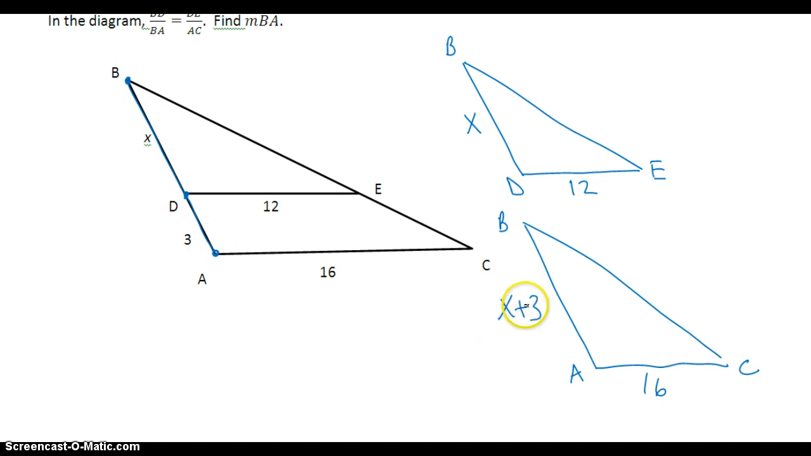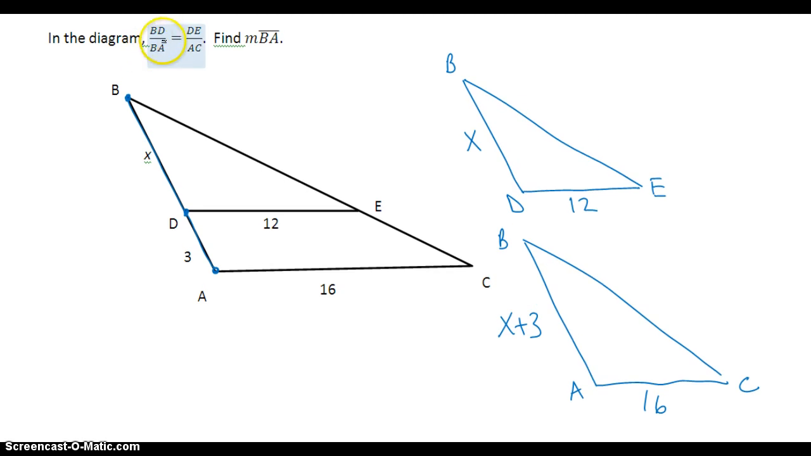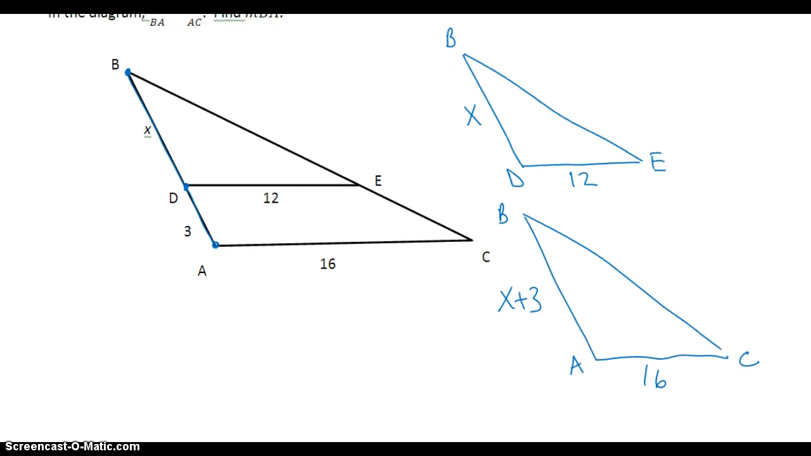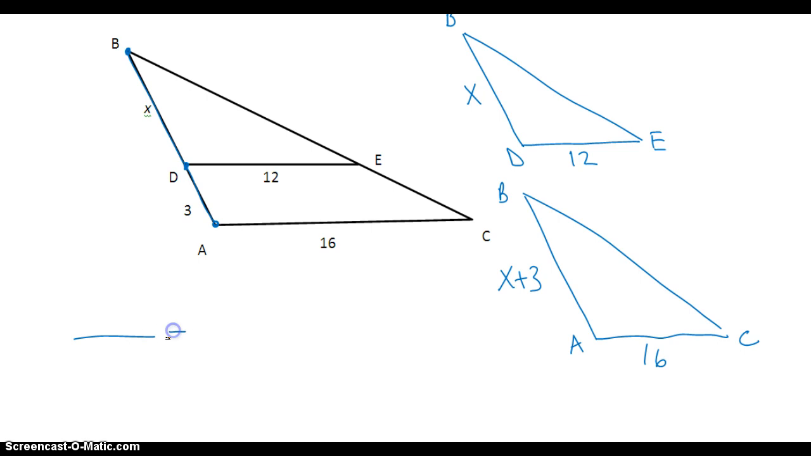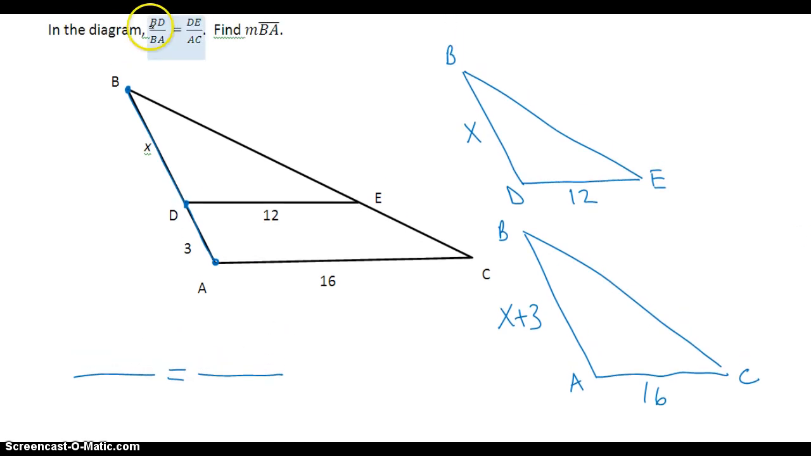A lot of students mistakenly will write this as 3X. I don't want to multiply these two lengths. I want to add them. So if I look at my directions, I can set up a proportion. BD over BA equals DE over AC. So I'm going to do that math. I'm going to set up my proportion where I have BD, which is X, over BA, which is X plus 3, equals DE, which is 12, over AC, which is 16.